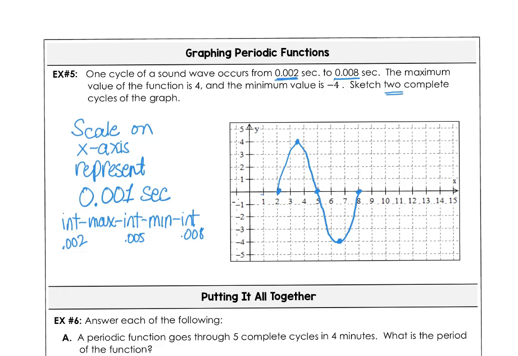So I'm switching to red. And every 1.5, so 1.5, we're up again. And 1.5, we're at an intercept. And 1.5, we're at a minimum. And then 1.5, we're at an intercept. So 2 complete cycles of the behavior of the sound wave, but it started at 2,000th of a second.